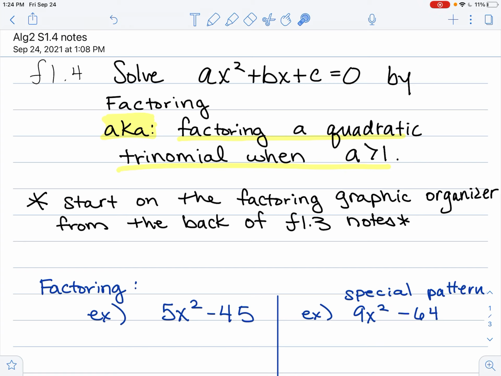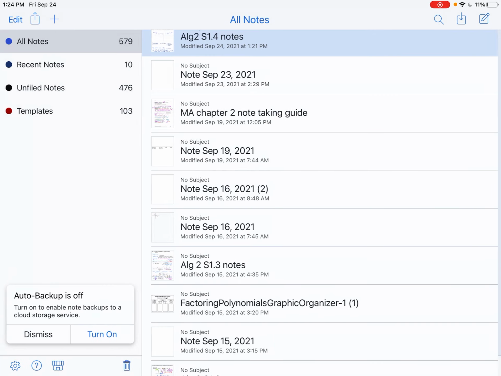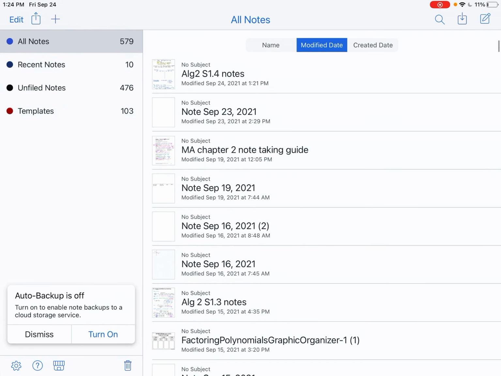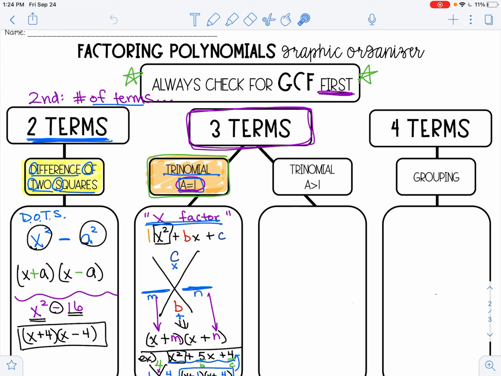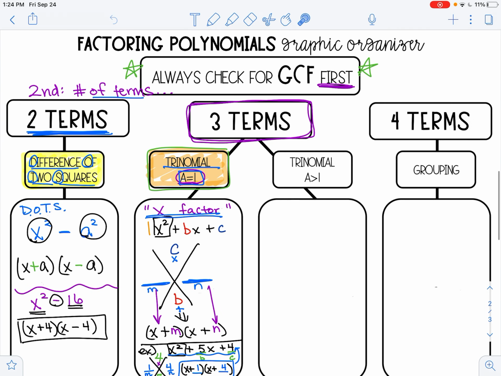So to start this, we're going to go ahead and jump onto our factoring graphic organizer. We're going back to it, and it's on the back of section 1.3 notes from last time. So let's go back over there. Let me find where I put it. Here it is. So this is where we kind of left off on our factoring graphic organizer.